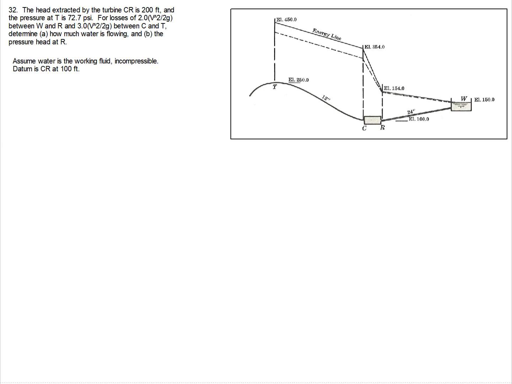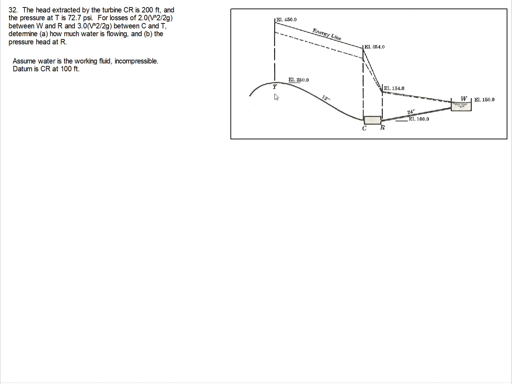We're given a diagram here where we've got a turbine. Head extracted by the turbine, which is denoted by CR, is 200 feet. So 200 feet of head is extracted. And the pressure at T, which is up here, is 72.7 psi.